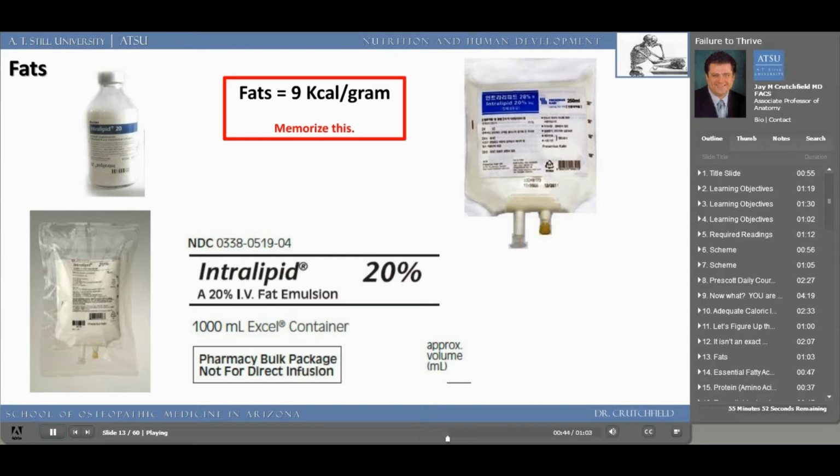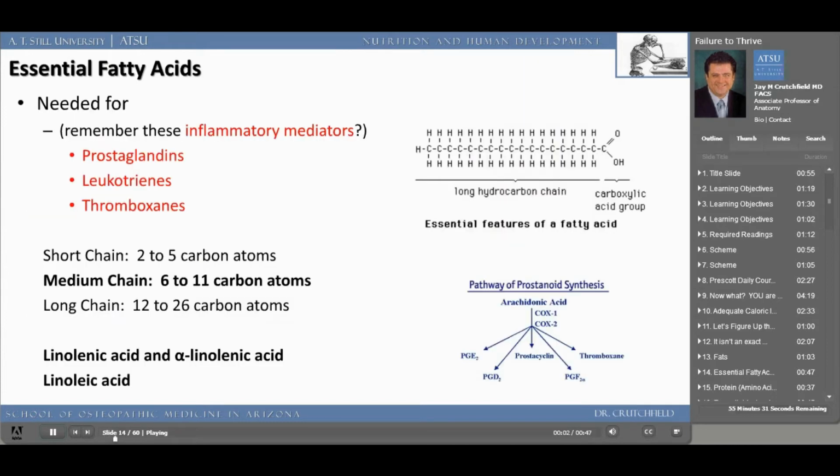In the usual American diet, between 30 and 40% of your calories should come from fats, because these intralipid fat emulsions and the fats that you eat from food in the store usually contain the essential fatty acids that you need. We'll talk about this in a minute. So why do we need that amount of fat in our diet?